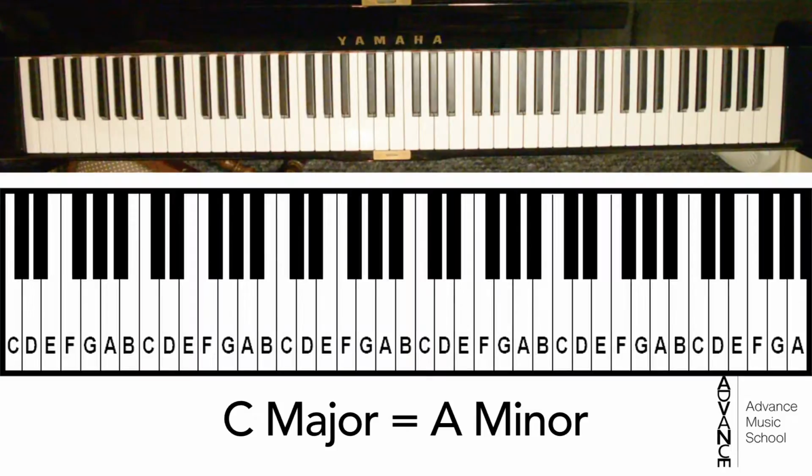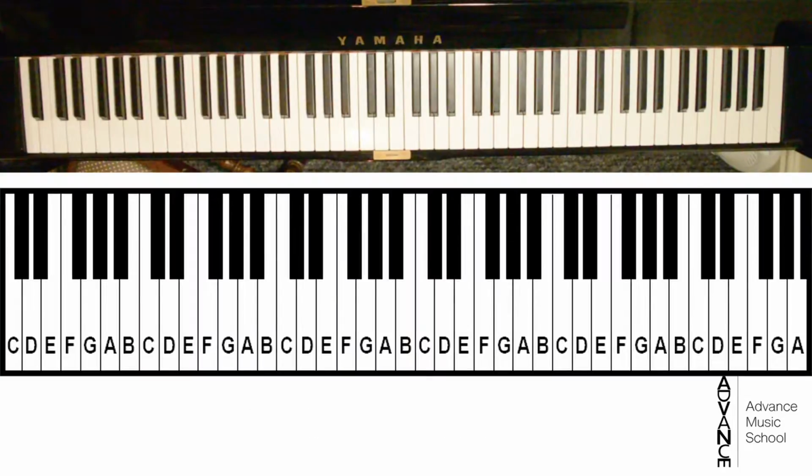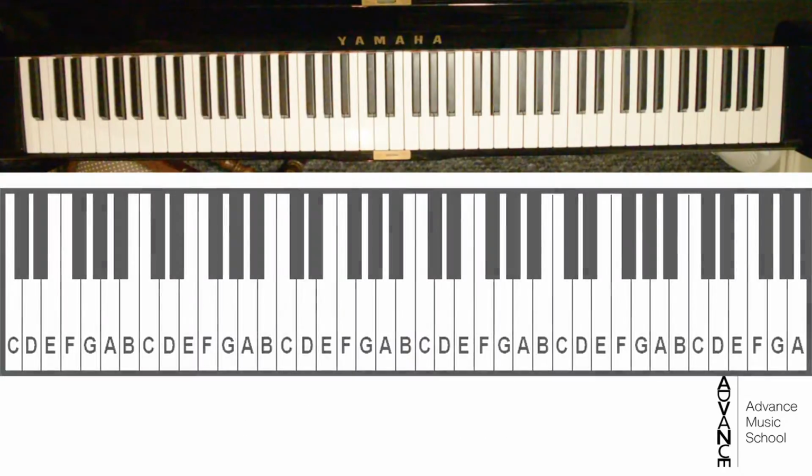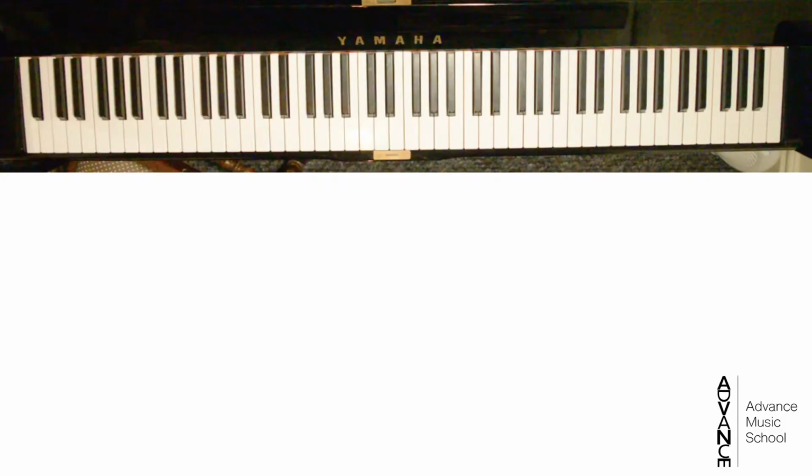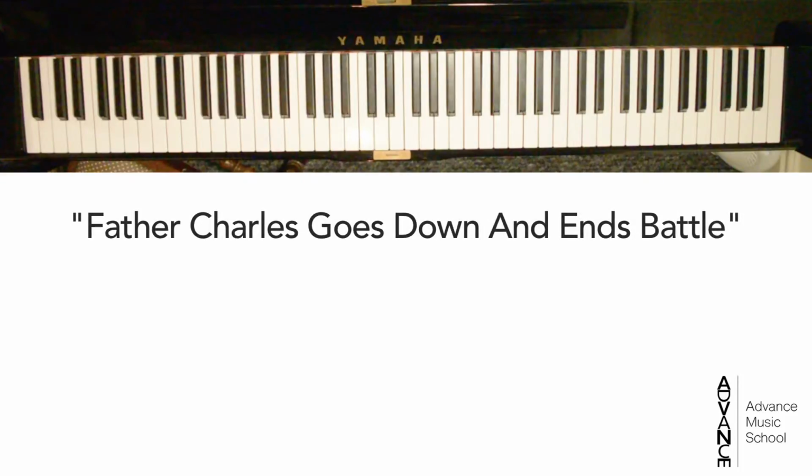Now that we know how to get from a major key to a relative minor, we need to know how to work out what sharps or flats are in the major key. To work out what keys have which sharps or flats, we use the rhyme, Father Charles goes down and ends battle. The rhyme is used for sharp keys. Each letter of the rhyme is the order of the sharps.